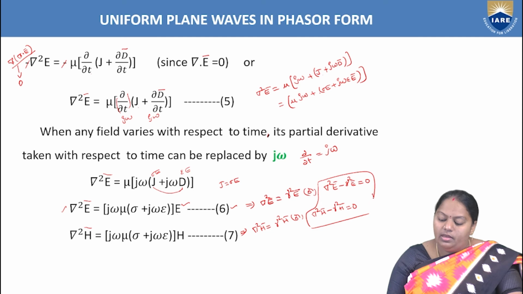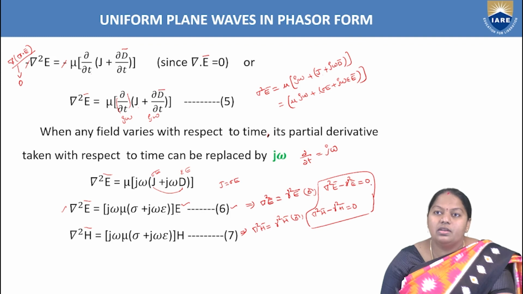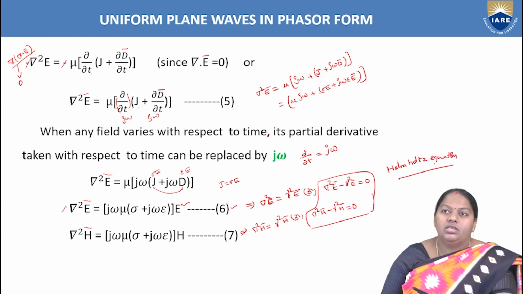So collectively we can write these two equations, del square E bar minus gamma square E bar equal to 0 and del square h bar minus gamma square h bar equal to 0, which are collectively known as Helmholtz equations. Important one we need to remember. So what are the Helmholtz equations?